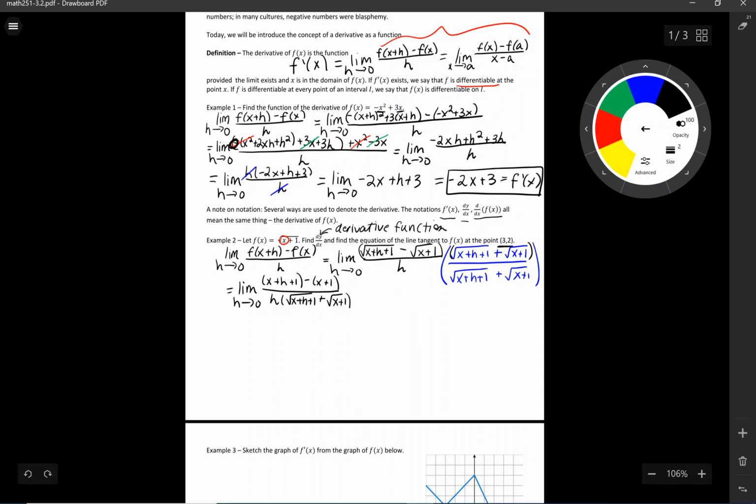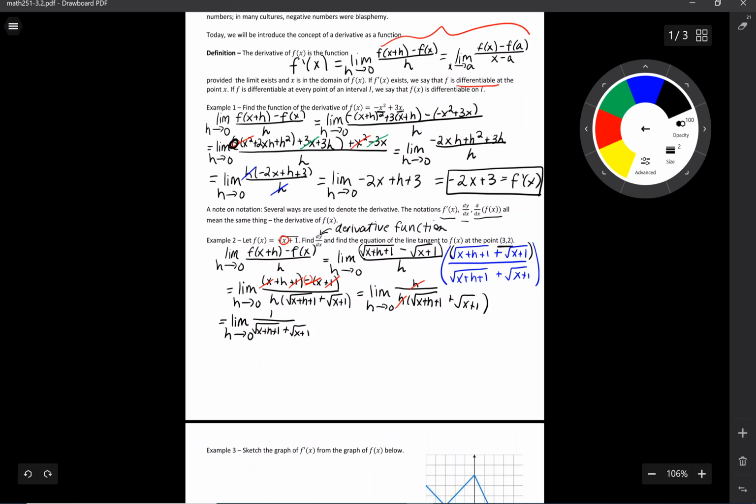Well, some stuff cancels on the numerator. This negative x cancels with this positive x, and this negative 1 cancels with this positive 1. So I'm just left with an h on top. The limit as h goes to 0 of h over h times square root of x plus h plus 1 plus square root of x plus 1. Well, check it out. This h cancels with this one. And I am left with the limit as h goes to 0 of 1 over square root of x plus h plus 1 plus square root of x plus 1.